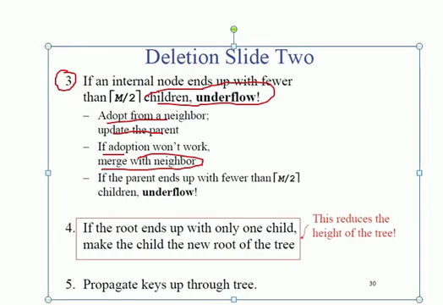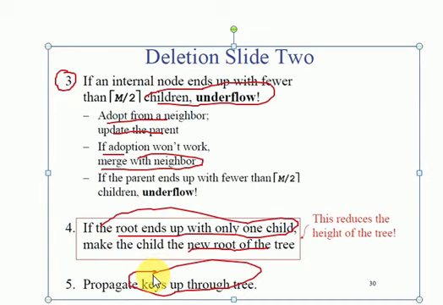Then the next thing is, if the root ends up with only one child, then what we'll do is make the child the new root of the tree and propagate the keys up through the tree. So try to understand one point here. When we delete a node from a B plus tree, obviously we are deleting it from the leaf level, because only data nodes are present at the leaf level. That is the definition of a B plus tree.